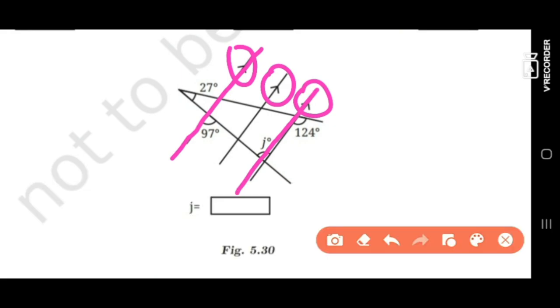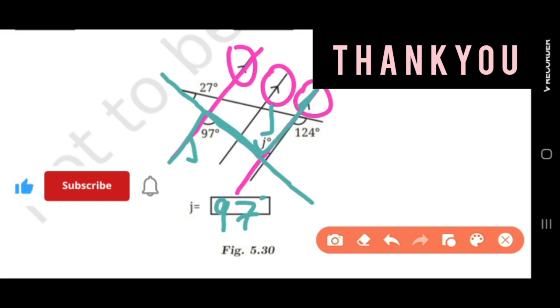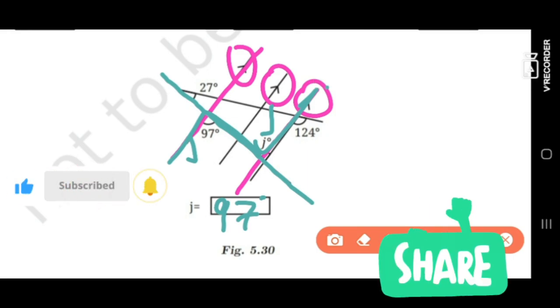Now let us observe the transversal. This third line is acting as the transversal. Now both the angles 97 degree and J, they both are in the interior part and both of them are on the opposite sides. Again, this is forming a Z shape. So angle J is equal to 97 degrees because alternate interior angles are always equal.